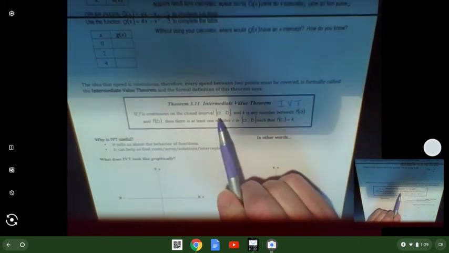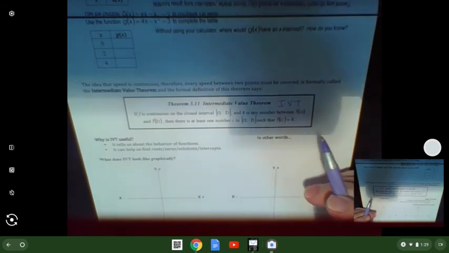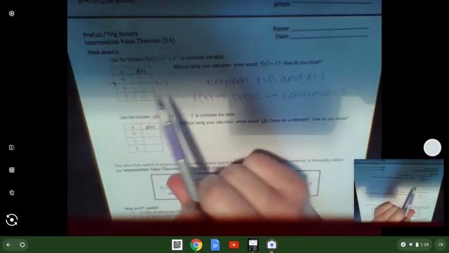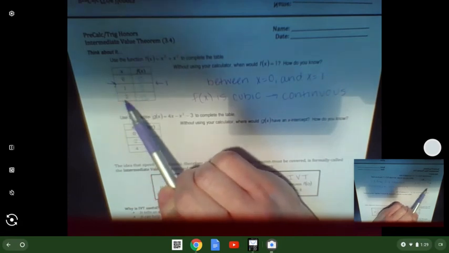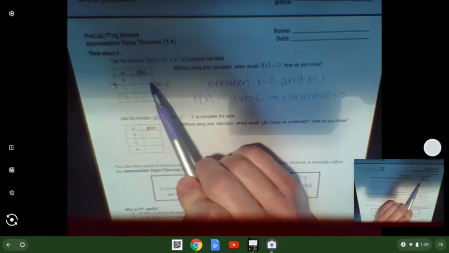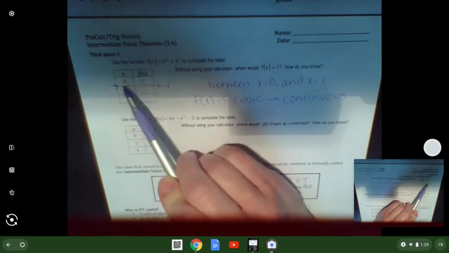So if this function is continuous on this interval between 0 and 2, then I have to hit every value between a y value of 0, because that went with an x value of 0, and a y value of 12, because that went with the x value of 2. So really, what does that look like graphically?